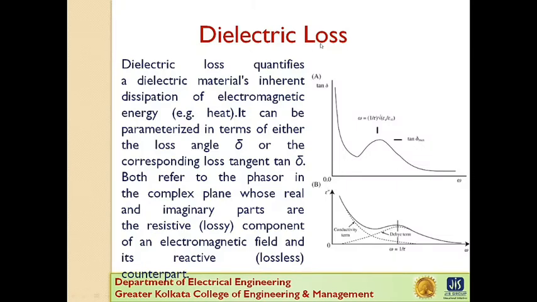Next is the dielectric loss. Dielectric loss quantifies a dielectric material's inherent dissipation of electromagnetic energy, for example, heat. It can be parameterized in terms of loss angle delta or the corresponding loss tangent tan delta. Both refer to the phasor in the complex plane whose real and imaginary parts are the resistive component of an electromagnetic field and its reactive counterpart.